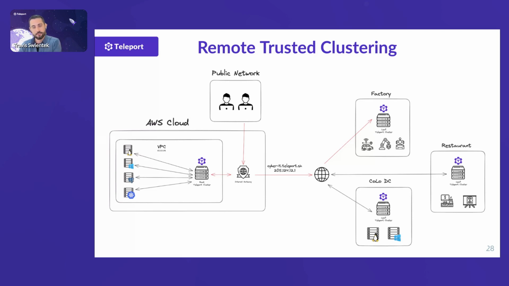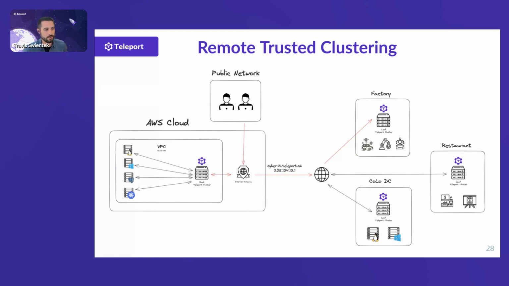And repeating just again, sorry if I'm beating a dead horse, but on the right-hand side with the leaf clusters, those are independent clusters. So the factory has full access to their Teleport cluster and they can manage their own resources. They can log into that cluster as a Teleport user and access all the resources that they need to. And then you as the MSP can jump into that same Teleport cluster by coming through your root and accessing the leaf cluster resources to help them out whenever they need help.